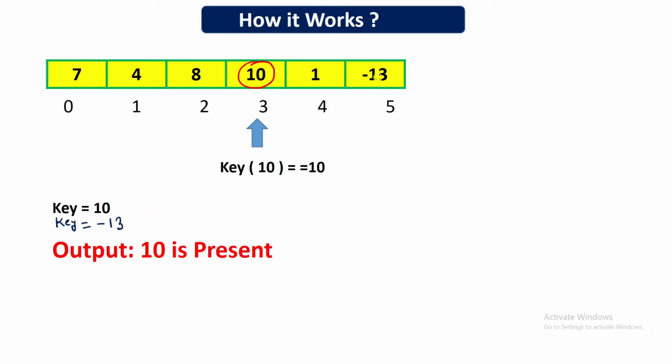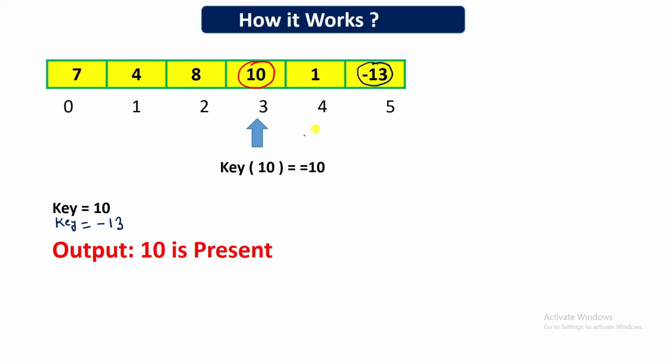minus 13, I will check with this element, so it is equal. My key element is equal to this fifth index element, that is minus 13. So now again I will say yes, minus 13 is present. So here I have searched the element which was present in this array, right?